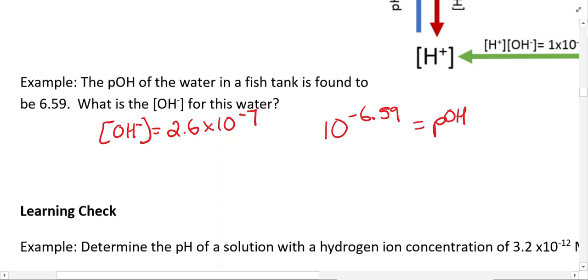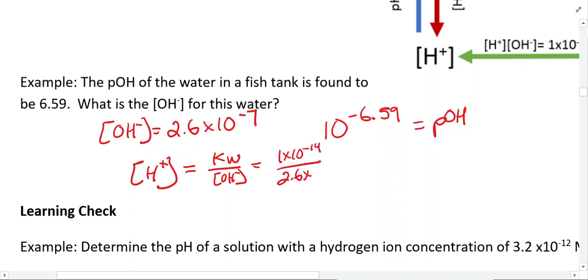to your pOH. Now if this question asked you for your H plus concentration, you would then use the kW divided by your concentration of hydroxide, which would be 1 times 10 to the negative 14 divided by the 2.6 times 10 to the negative 7th, and you would get 3.8 times 10 to the negative 8th molarity. So the question wasn't asking you for that. The question was asking you for the hydrogen or hydroxide concentration up here, but just sometimes that is a question.